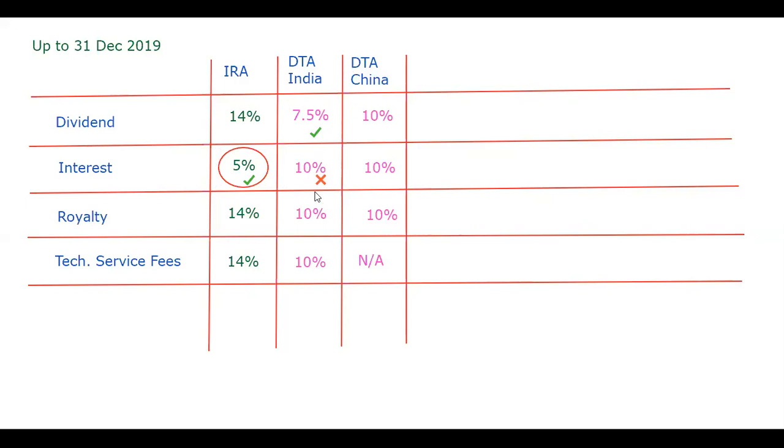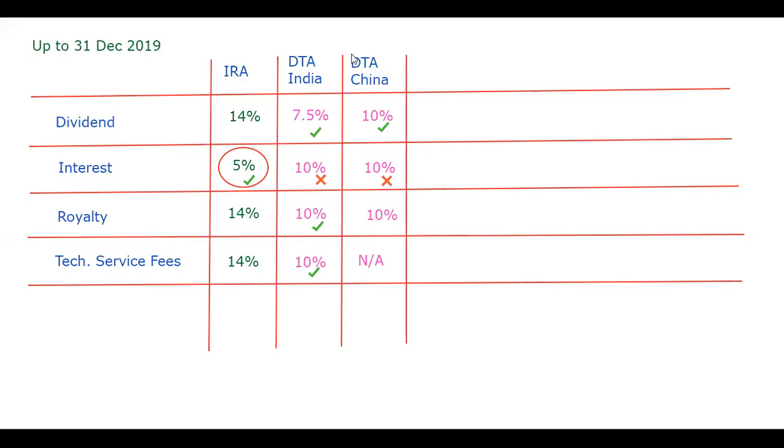In the case of royalty, what we need to use is the DTA rate. Then for technical services, again the DTA rate is more beneficial. When it comes to China, again 10% is more beneficial. When it comes to interest, 10% is not beneficial because we can go with the IRA rate, which is 5%.